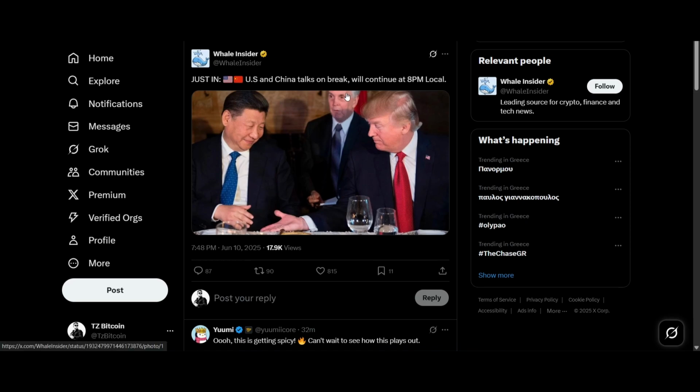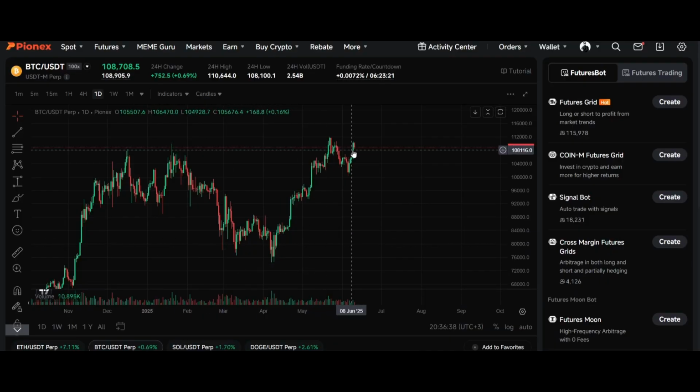And we have U.S. and China talks, negotiations over the last 2 days, and today they're taking a break and going to start again in 1.5 hours from now. If we have a nice deal, it's going to pump the markets because it will bring some more certainty into the markets.